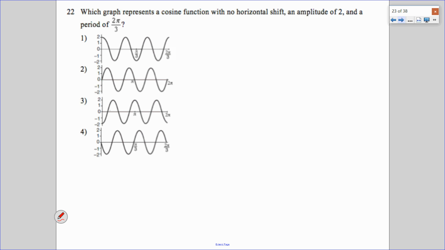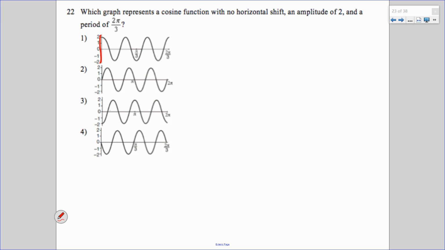Which graph represents the cosine function with no horizontal shift, an amplitude of 2, and a period of 2 pi over 3? Well, it's a cosine function, so cosine starts at the max or the min.